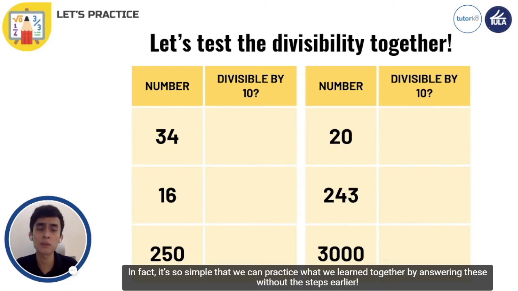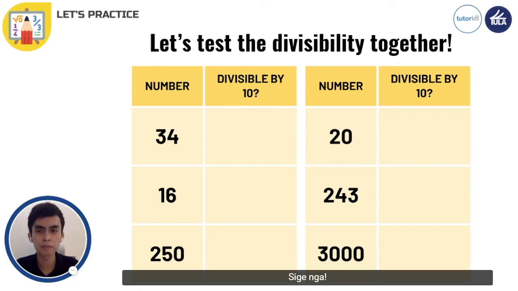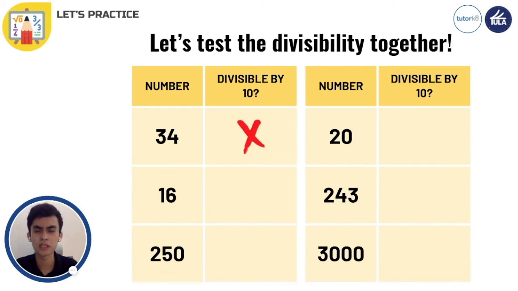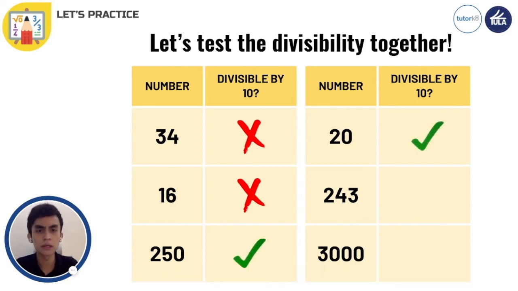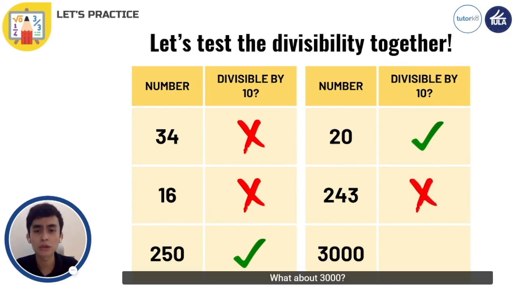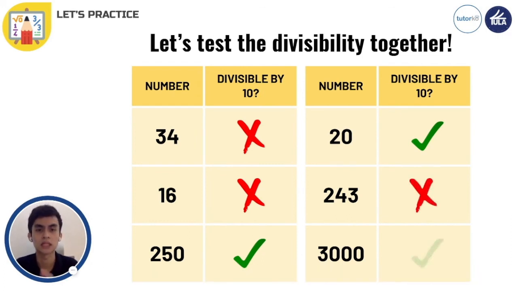In fact, it's so simple that we can practice what we learned together by answering these without the steps earlier. Sige nga, 34, is it divisible by 10? No. 16? No. 250? Yes. 20? Yup. 243. Nuh-uh. What about 3,000? That's a check.